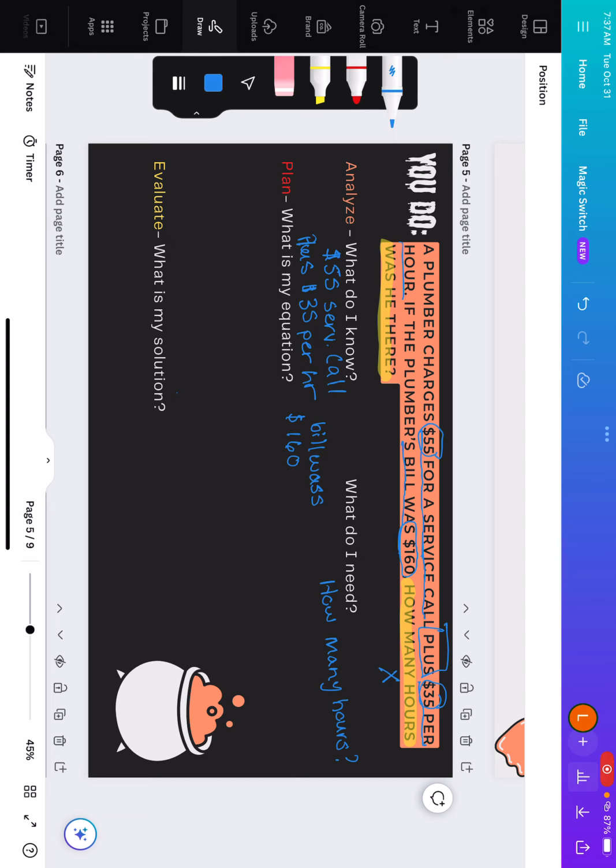So they charge you a service call for $55 plus $35 per hour. Do we know the number of hours? No, so that's where our X goes. Equals 160, okay? And then you're going to go ahead and solve it out. Okay. Finish solving it.